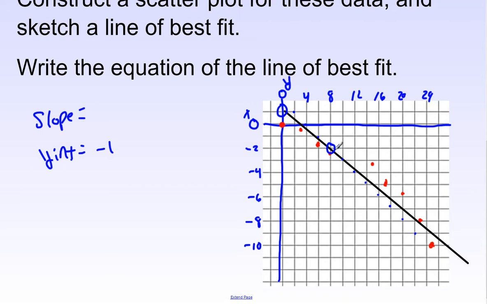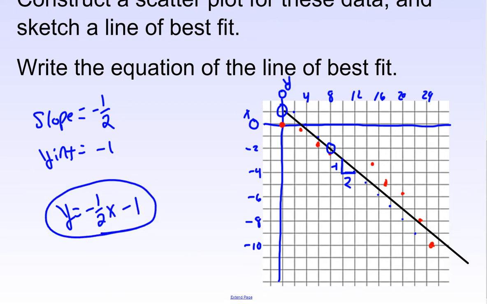Now, be careful of your scale. Is this actually down 1 and over 1? Let's see. This is down 1, yes. So from there to there is down 1. And this is over 2, because that's 2 years. So the slope is actually down 1 over 2. We have a slope of -1/2. So our equation would be y equals -1/2 x minus 1, where -1/2 is the slope and -1 is the y-intercept.